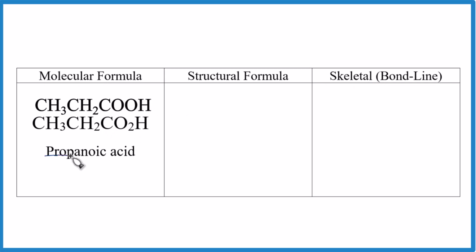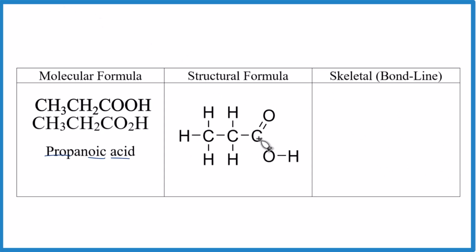So when you see prop, you're thinking 3 carbons, which we have up here. And then when you're thinking this OIC acid, you're going to have a carbon with a double bonded oxygen and an OH group on the end. So we might write it out as a structural formula like this. So 1, 2, 3 carbons, we have that double bonded oxygen, then we have the OH.